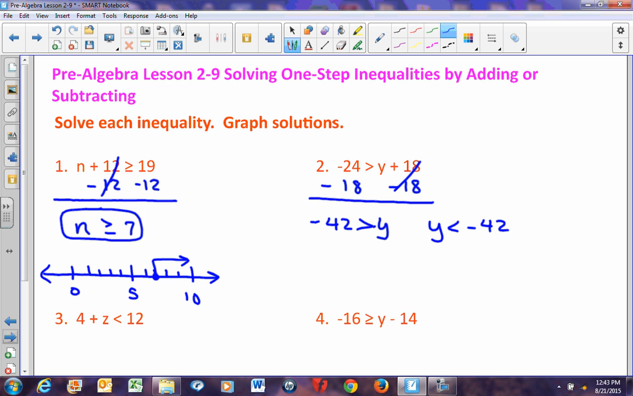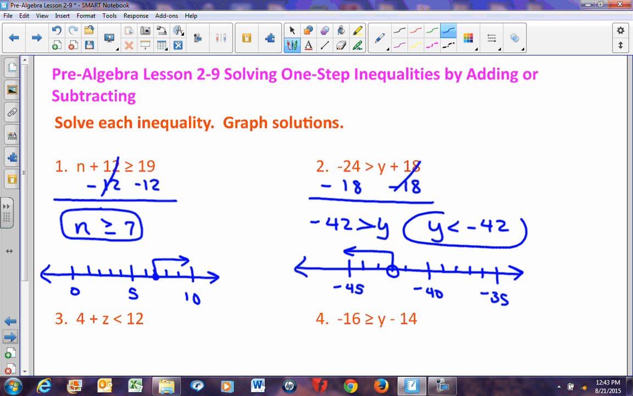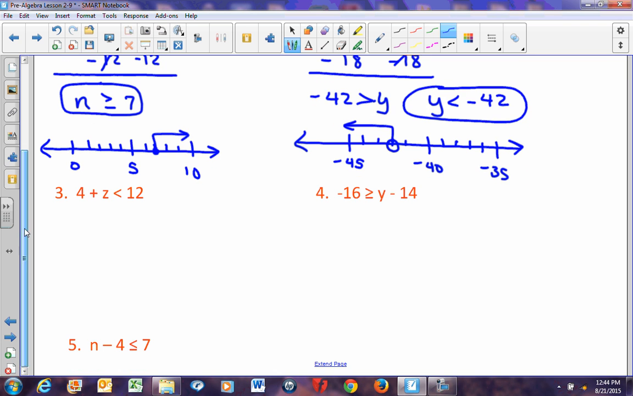Now, since 42 is so big, you don't have to start with 0. I definitely would not start with 0. I might start with something like this and say that this is negative 35, 36, 37, 38, 39, negative 40, 41, 42, 43, 44, this is negative 45. This is less than negative 42, so here's negative 42. It's an open circle, and it goes to the left. Remember, if you solve your inequality so the variable comes first, your graph will point the same direction as the inequality symbol.